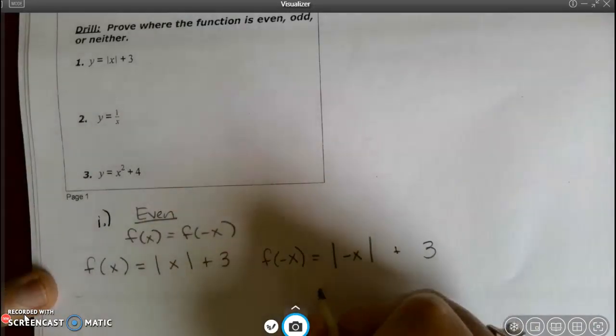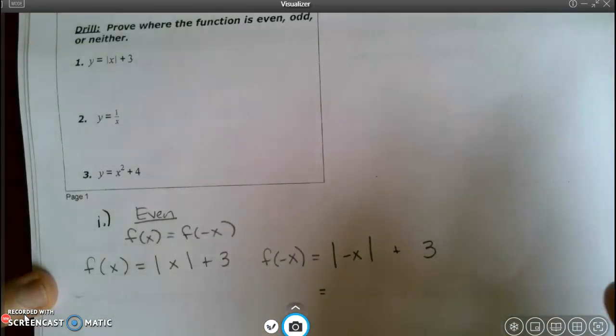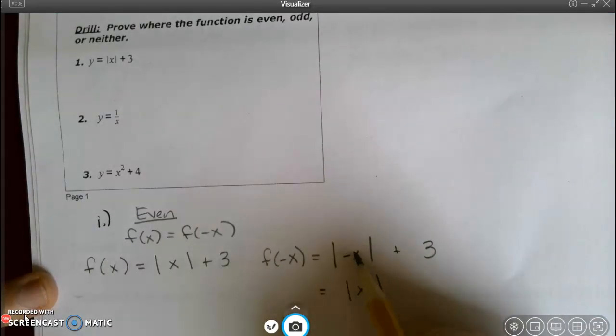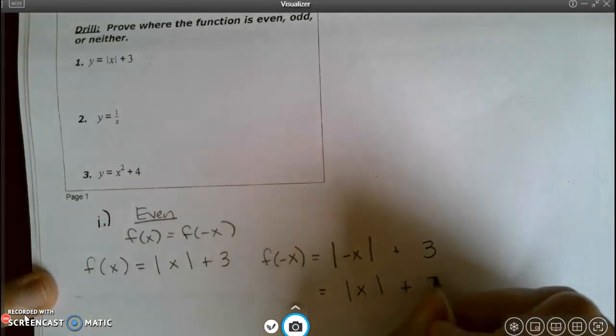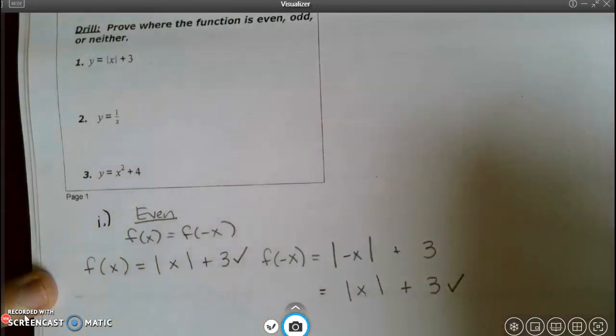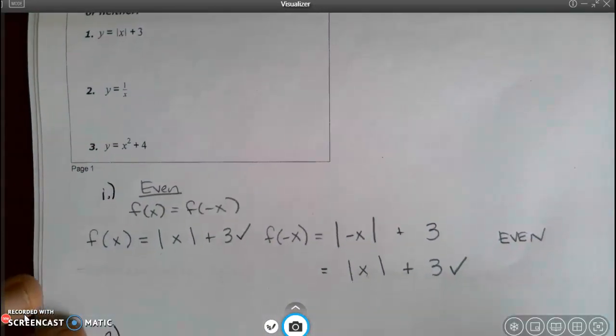And when I do that, this negative x, whatever it would be, would just come out being x. Like if this was negative 7, it would be the same as finding the absolute value of 7. If this was negative 100.2, it's the same as finding the absolute value of 100.2. So the absolute value of a negative is the same as the absolute value of the same number, positive, plus 3. And because these are the same, I have just proven that this function is indeed even.